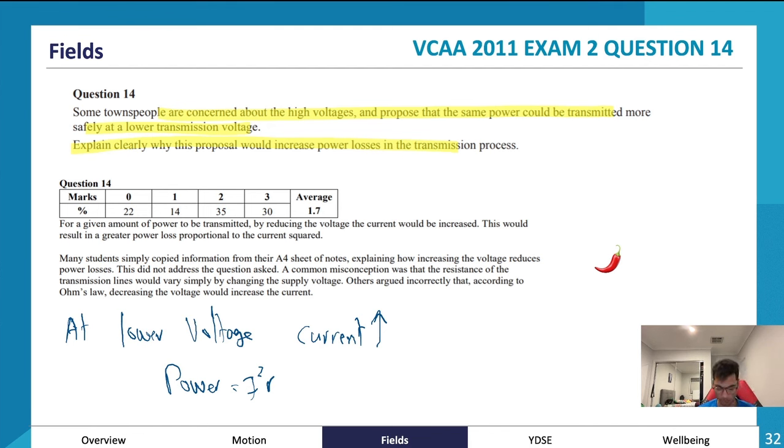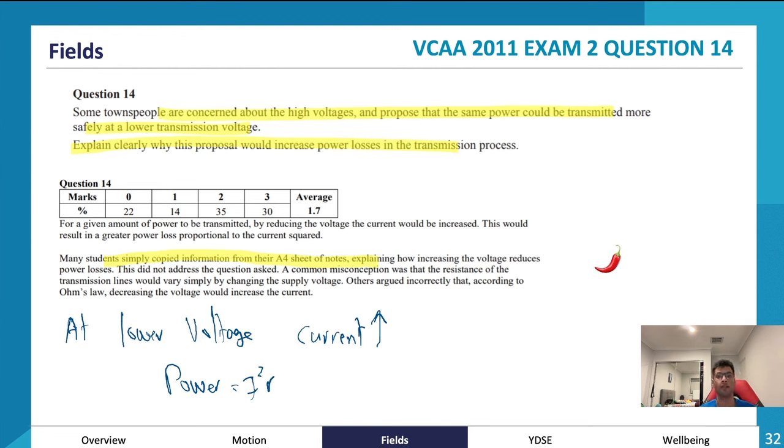The main issue with this question, as you can see from the examiner report, is that a lot of the students just copied information from the A4 sheet and didn't link it back to the original question. So a lot of students would have said something along the lines of increasing the voltage decreases the current, which decreases the power loss. That's perfectly fine, but the issue is that it's not relating to the original question. The original question is talking about the concern of high voltages.